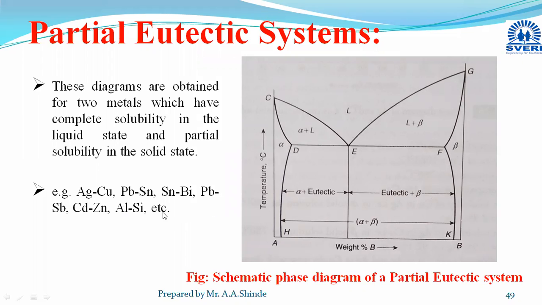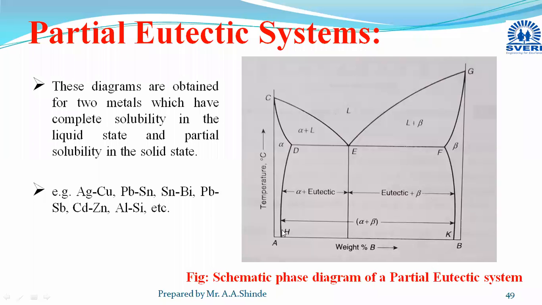These are a few examples that you have to mention: silver and copper, lead and tin, tin and bismuth, lead and antimony, cadmium and zinc, aluminum and silicon. These are a few examples of alloys that will show the partial eutectic system.